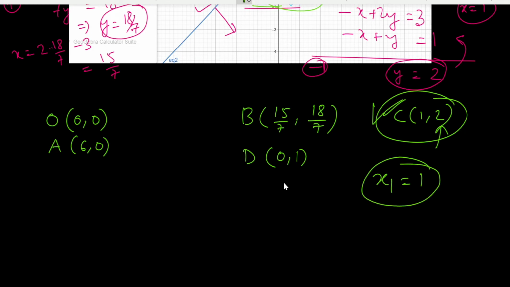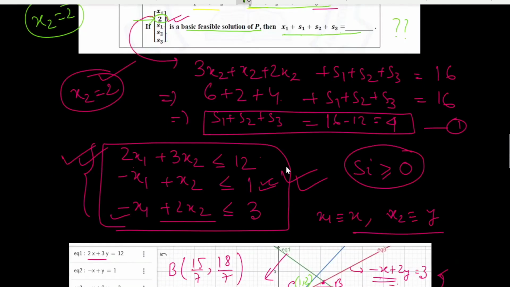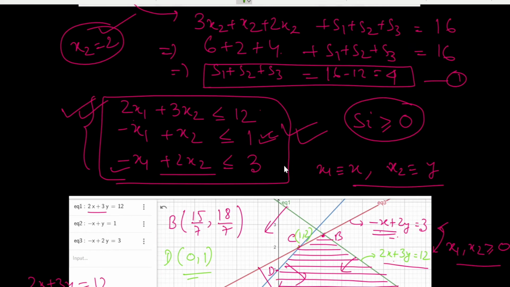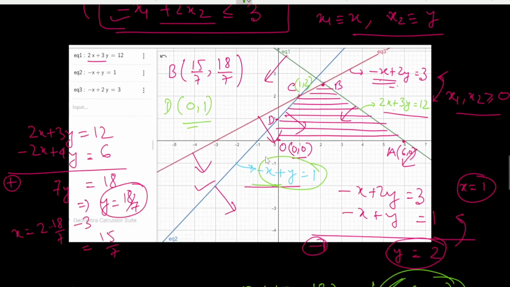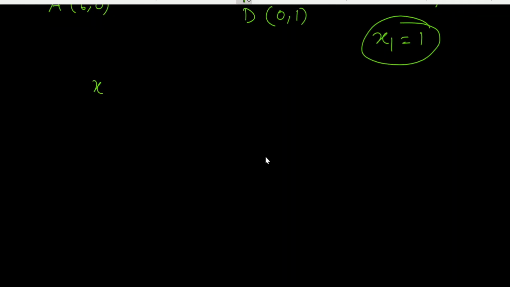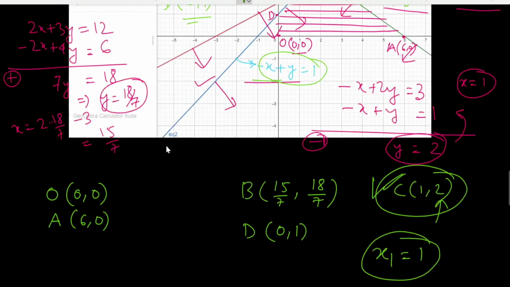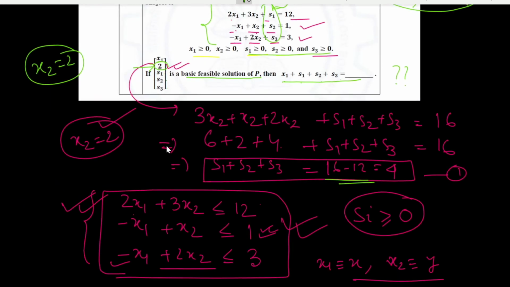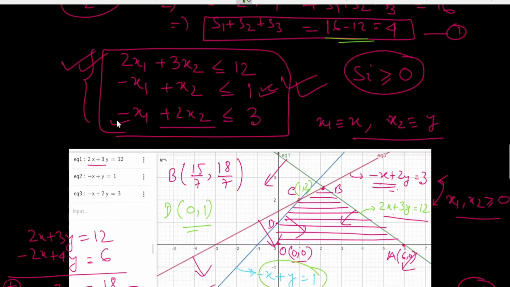And here we get the value of s1 plus s2 plus s3 equal to 4. So the value of x1 plus s1 plus s2 plus s3 is equal to 1 plus 4, which is equal to 5. So this is the correct answer. Therefore the value of x1 plus s1 plus s2 plus s3 is equal to 5, which is the correct answer. Now we go to the next question.